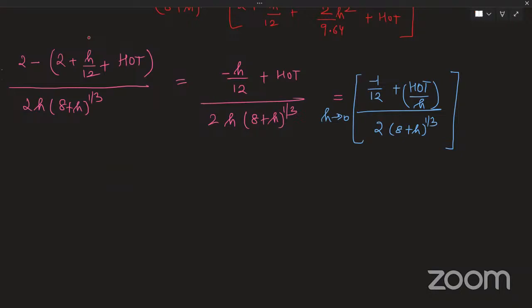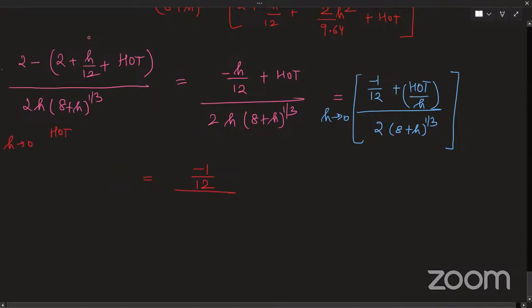Which indeterminate form is this? In the numerator, you have the value minus 1 by 12. In the denominator, you have this value 2 into 8 raised to 1 by 3. So in both of these cases, you have a finite value. So it is not an indeterminate form. So it is minus 1 by 12, first of all, minus 1 by 12 times limit h tends to 0, higher order terms divided by h. What will be the value of this limit? Can anyone tell me? Higher order terms divided by h. What will be the value of this thing?